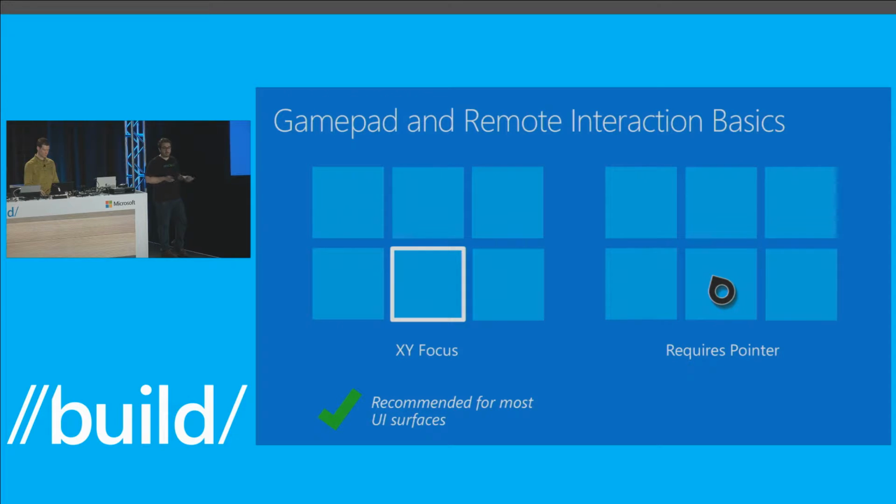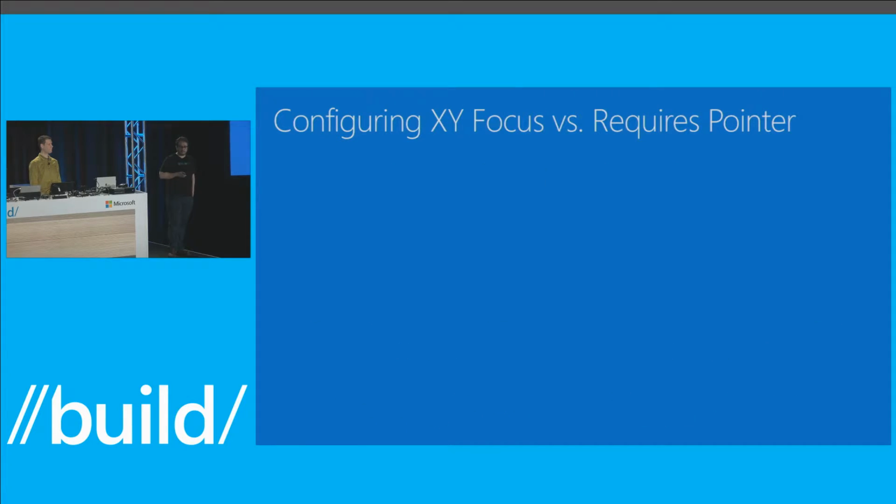Now, XY focus is what we recommend for most UI surfaces. So for the most part, this is what you should be using for most of your UI. And requires pointer is useful if you have, for example, a drawing surface, you're writing some kind of drawing app, or you're hosting arbitrary web content that you don't really control the UI content of. Pointer mode is a great way to do that. So how do you set that up?